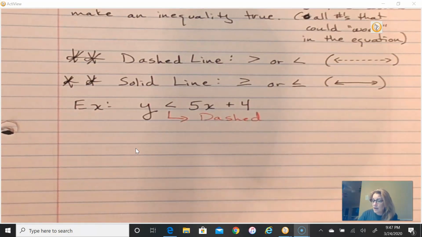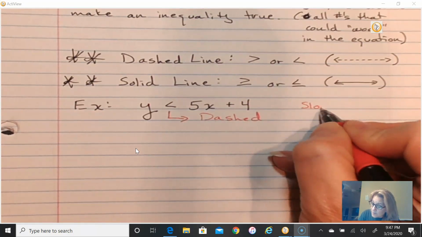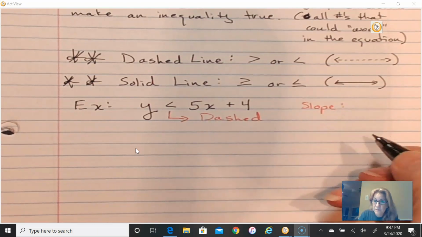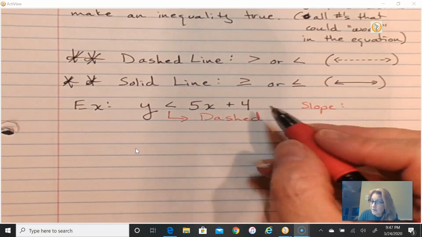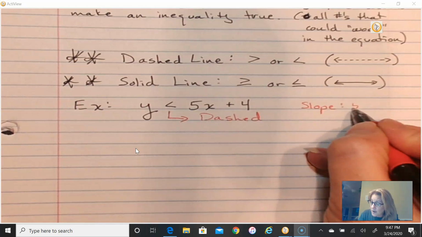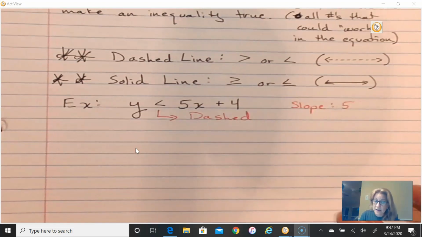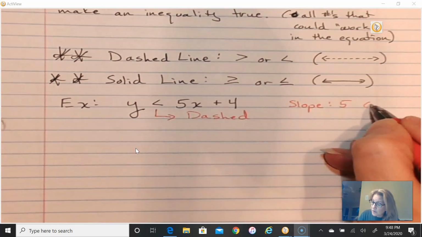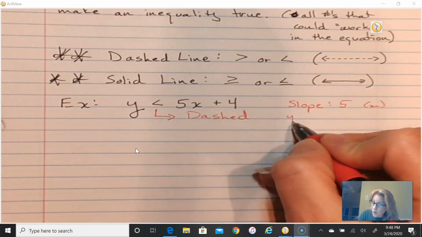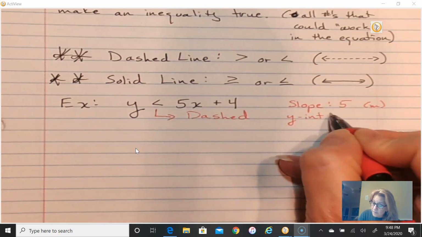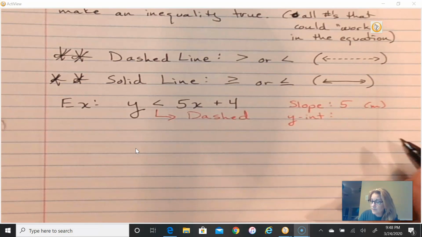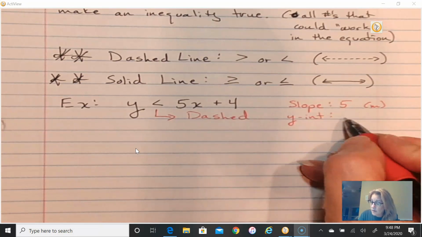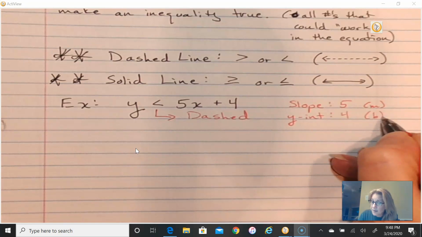All right, so I'd like to know, what is the slope? The slope is 5. Just 5, not 5x. Okay? That's going to be your M. All right, the y-intercept. That's your 4. Going to be your B.